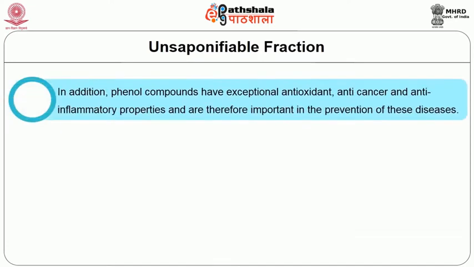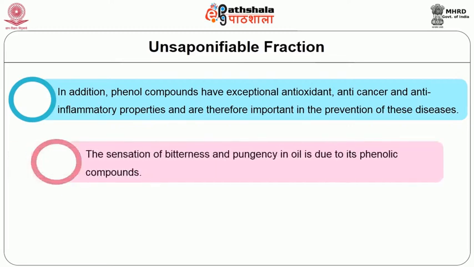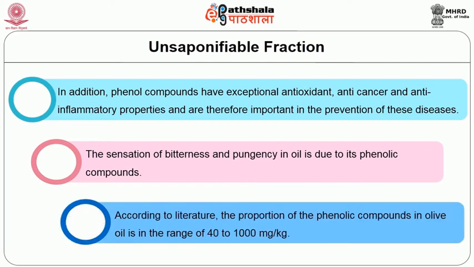In addition, phenol compounds have exceptional antioxidant, anti-cancer, and anti-inflammatory properties and are therefore important in the prevention of these diseases. The sensation of bitterness and the pungency in the oil is due to the presence of its phenolic compounds. According to literature, the proportion of the phenolic compounds in olive oil is in the range of 40 to 1000 mg per kg.